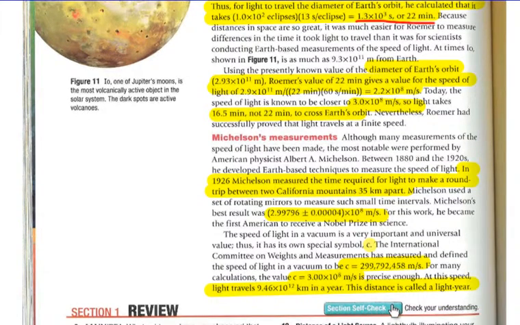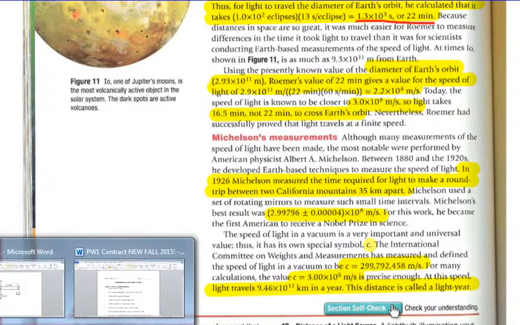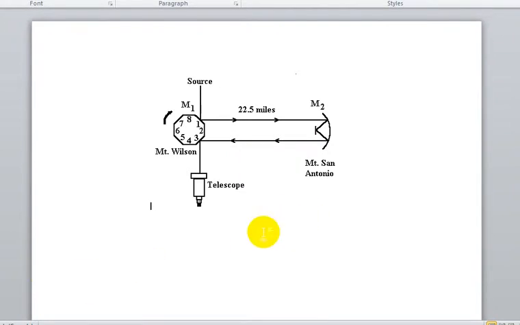So we're talking about Michelson's experiment, and just to take a quick look at exactly what he did. It's kind of a complicated thing. So he was at Mount Wilson. Mount San Antonio was 22.5 miles away, and we have a light source here. So the light source reflected off a mirror, went 22 miles, came back, and here. So this is a large enough distance that the speed of light actually couldn't be detected.